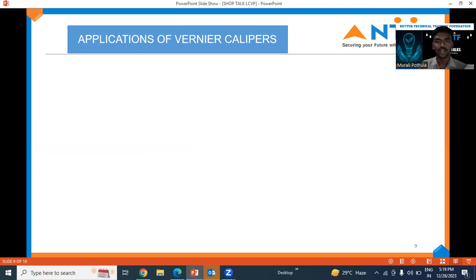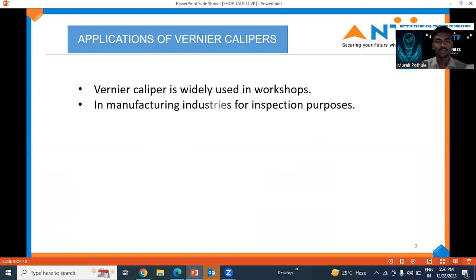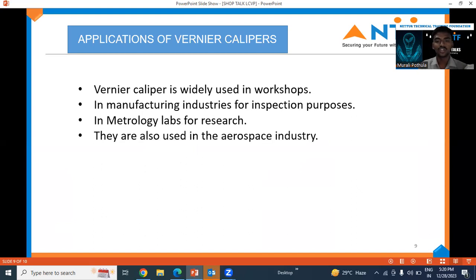Applications of vernier calipers. Vernier caliper is widely used in workshops, in manufacturing industries for inspection purposes, in metrology labs for research. They are also used in aerospace industry, educational institutions, etc.